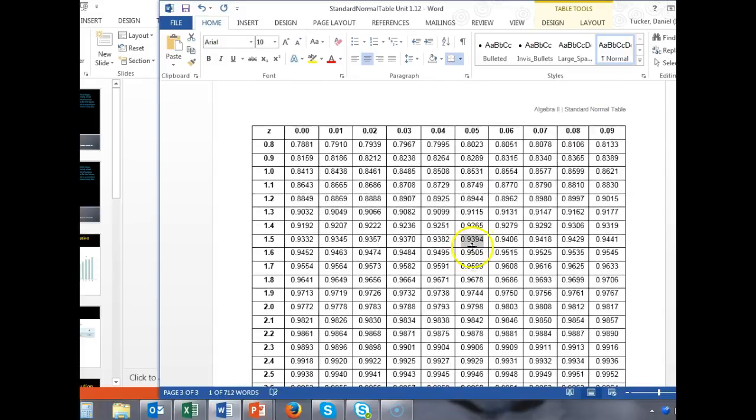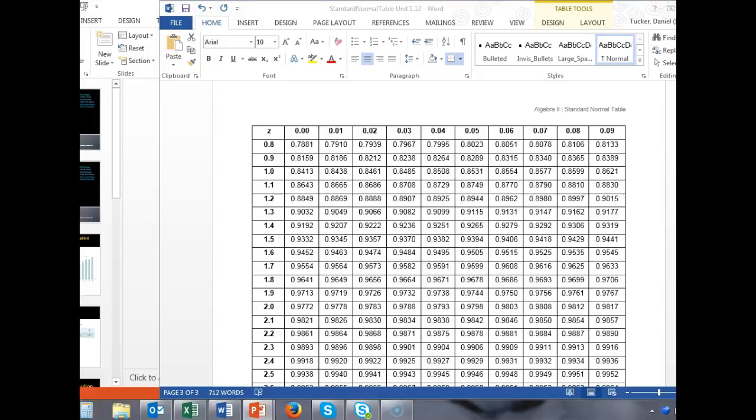And so we need to look across that line. That's 1.5, so the z-score of 1.5. And then I'm going to go up the column, and the top number is 0.05. So it's 1.55. That's my z-score, 1.55.